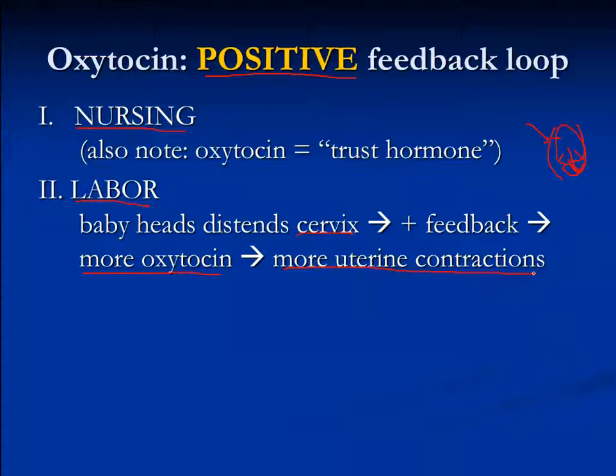What breaks this positive feedback loop? The kid is born. Once the kid is born, the head is no longer pressing on the cervix, and there's no more oxytocin released and no more uterine contractions.